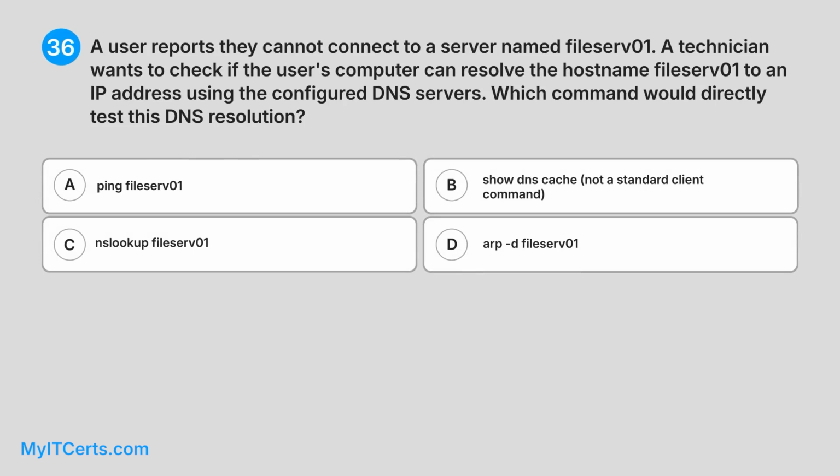36. A user reports they cannot connect to a server named FileServer01. A technician wants to check if the user's computer can resolve the host name FileServer01 to an IP address using the configured DNS servers. Which command would directly test this DNS resolution? A. ping FileServer01. B. show DNS cache. Not a standard client command. C. nslookup FileServer01. D. RDP FileServer01. Do you know the answer?